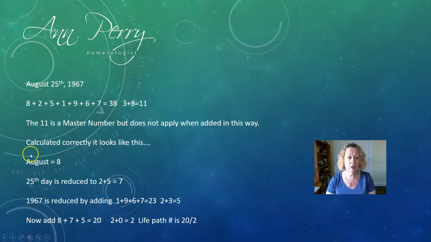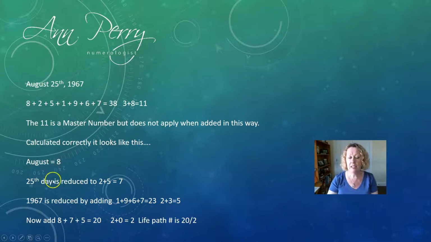Calculated correctly, it looks like this. August equals the 8th month. Okay, that's a separate entity. Break it down separately. Break your month down separately. The only time that you would not use a reduced number in this case would be if the person was born in November. That's the 11th month. So we would leave that alone as a whole number 11. Or in the case of the day, if they were born on the 22nd day or the 11th day, we leave that alone. We always leave the 11s alone and the 22s.